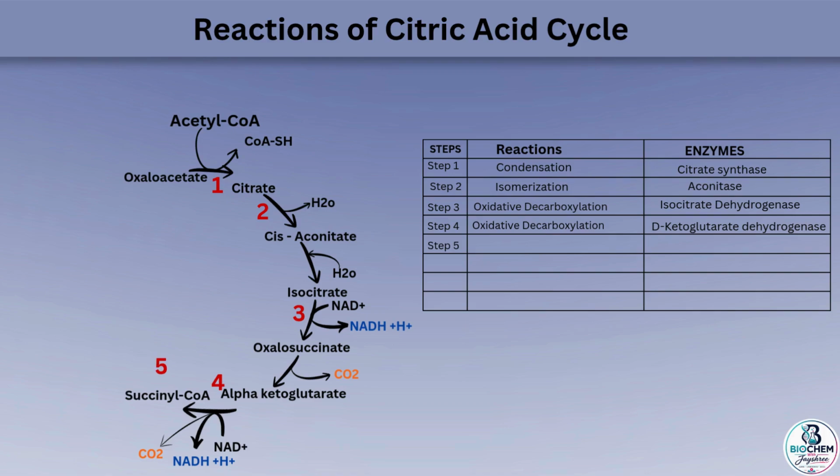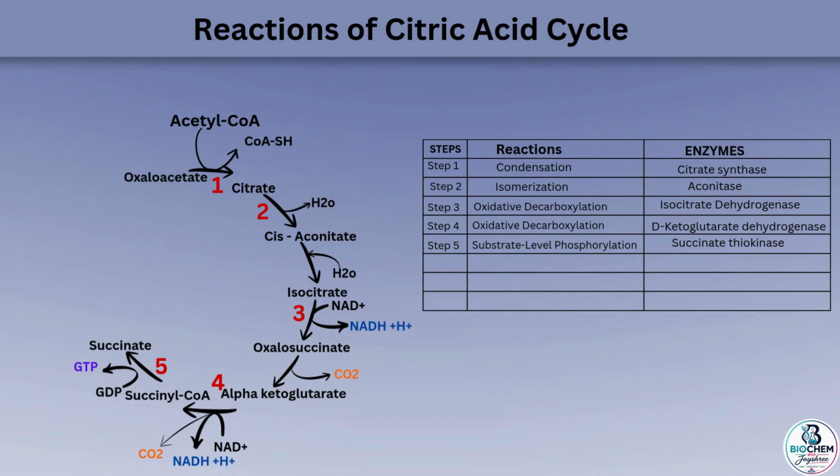Step number 5 is formation of succinate. This reaction is called substrate level phosphorylation, and the enzyme responsible for this reaction is succinyl-CoA synthetase. In this reaction, succinyl-CoA is converted into succinate. Succinyl-CoA contains a high energy thioester bond. The energy stored in this bond is used to produce GTP.